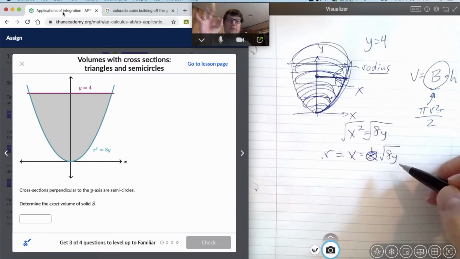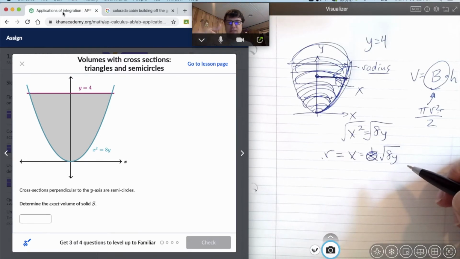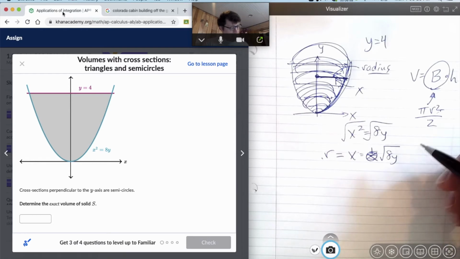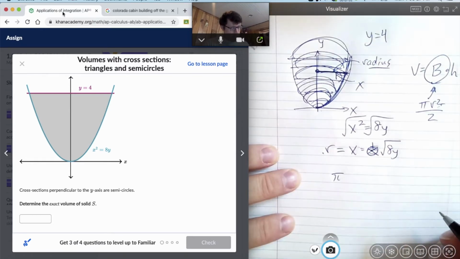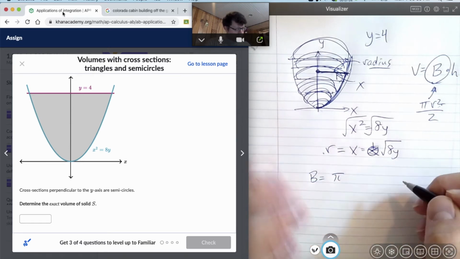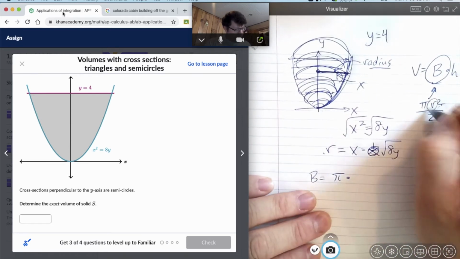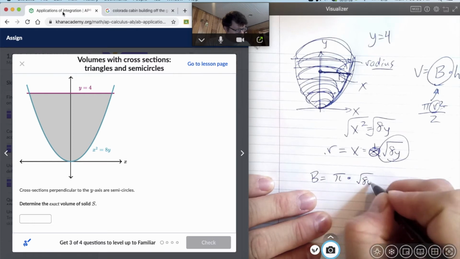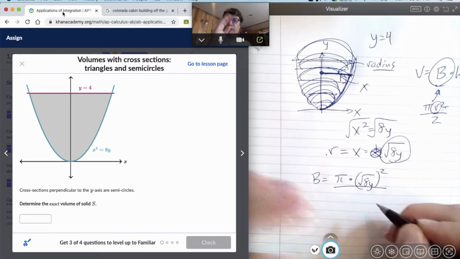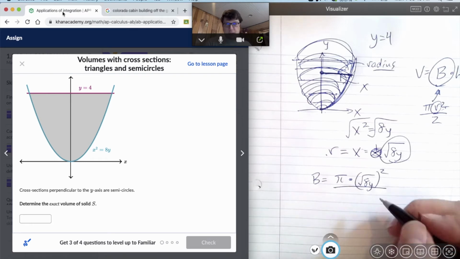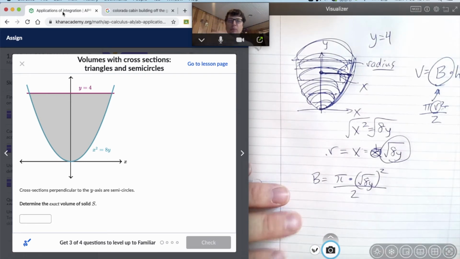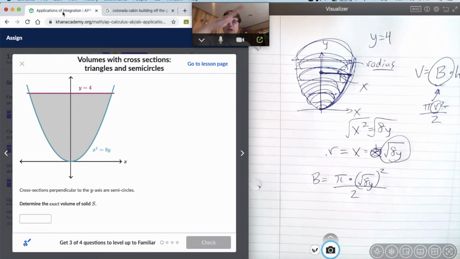So our volume formula, the base cross-sectional face of the volume formula is pi, I should write with a capital B here, times r squared, so square root of 8y squared. And then because it's a semicircle, not a full circle, we're going to divide by 2. I'm using the y variable because we're going in a vertical direction. We're not going from side to side, which is an x integration problem.